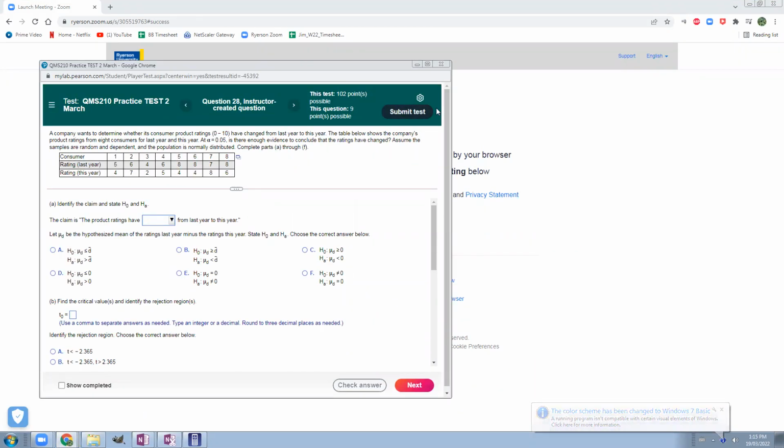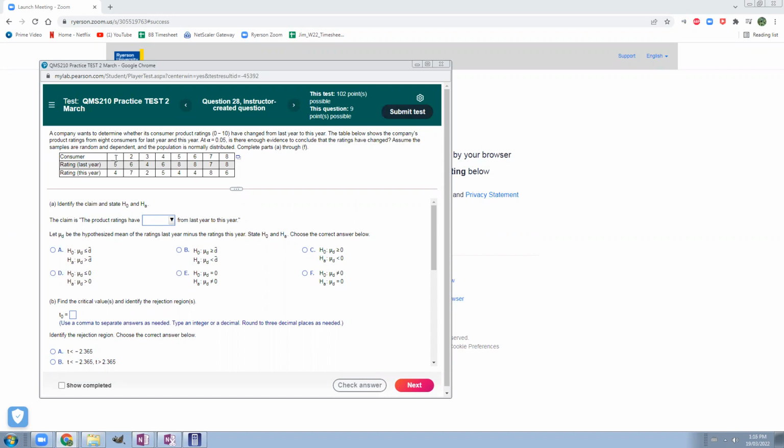Question 28. A company wants to determine whether its consumer product ratings have changed from last year to this year. The table below shows the company's product ratings from 8 consumers for last year and this year. Is there enough evidence at alpha equals 0.05 to conclude that the ratings have changed? Assume the samples are random and dependent, and the population is normally distributed.